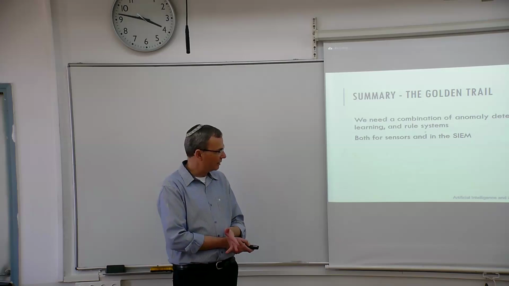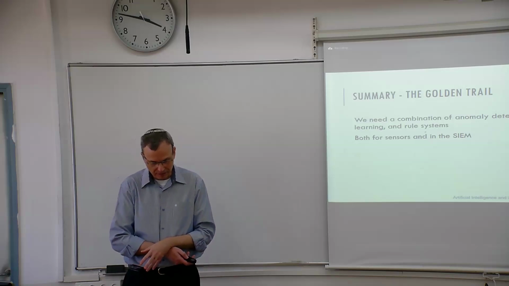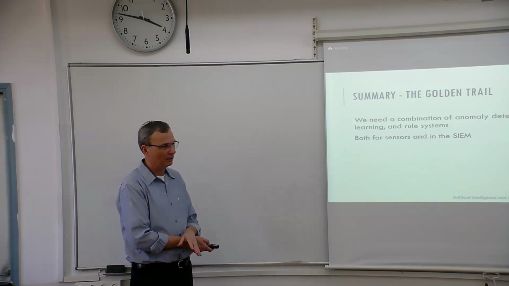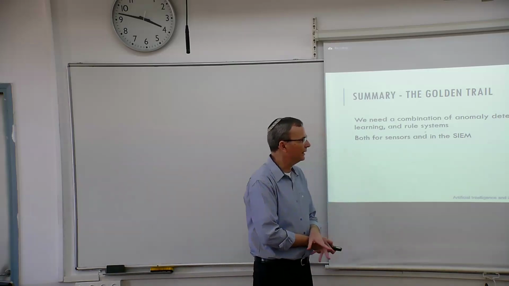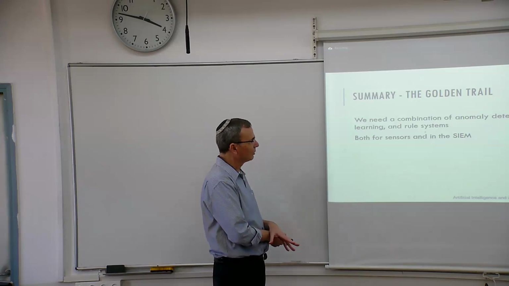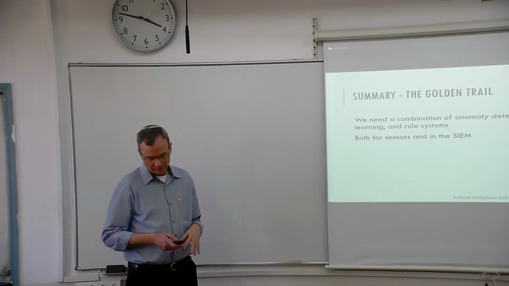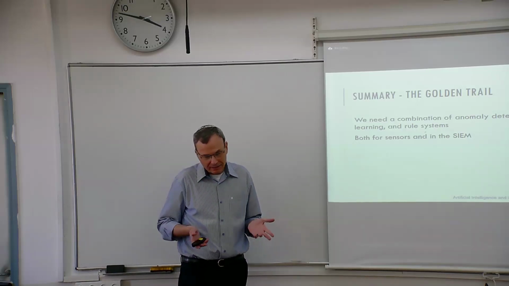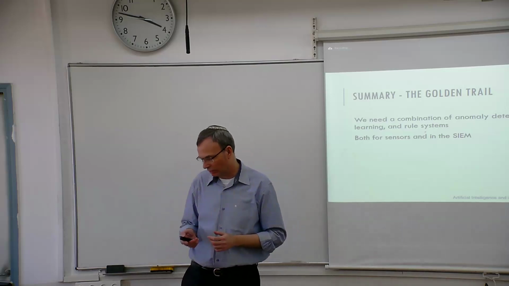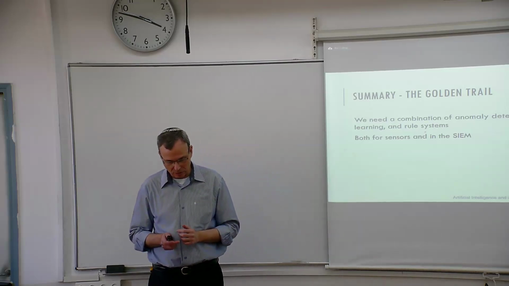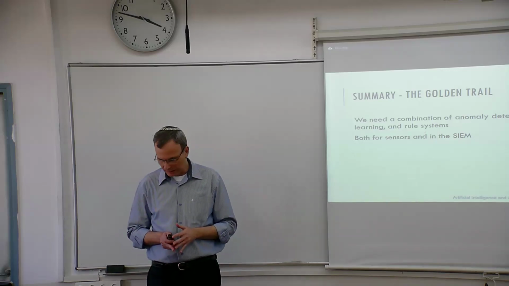And to summarize again, in order to have effective cyber protection, we need a combination. We cannot go with only one technique. We need a combination of anomaly detection, supervised machine learning, and a rule system, to combine them together and apply the best technique. Of course, after testing it, to find the best solution, either on the SIEM or on the sensors. Questions?